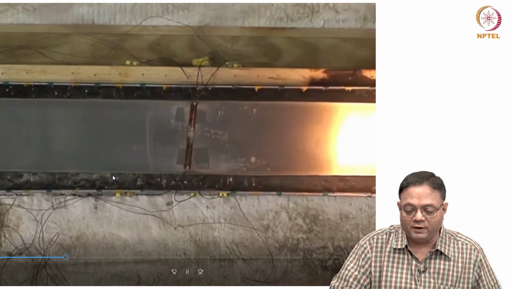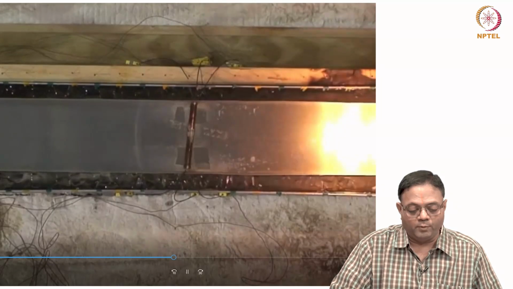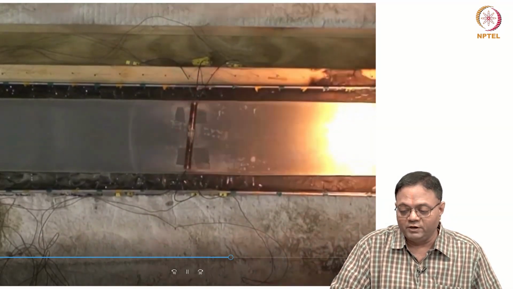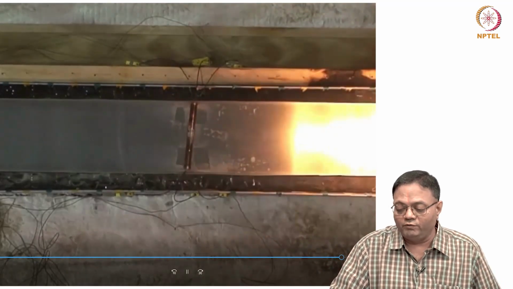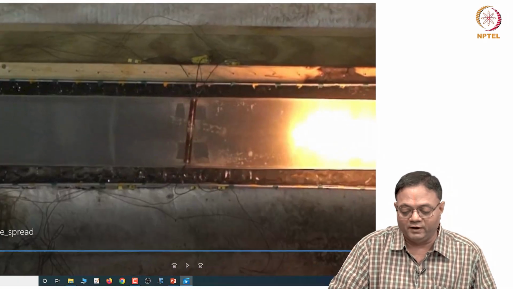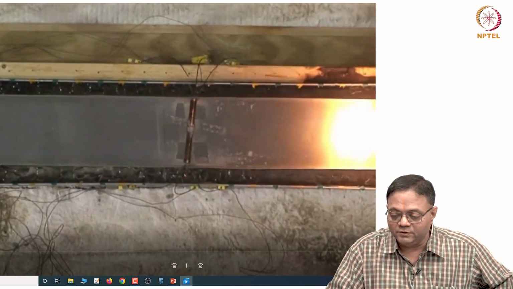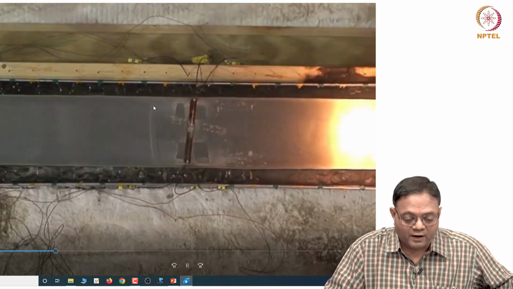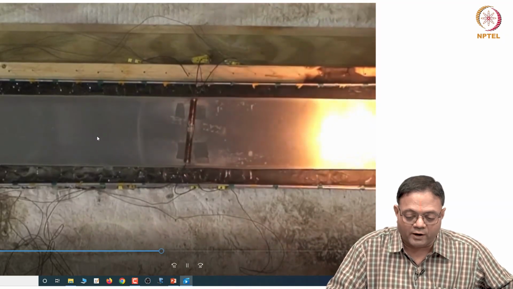This is a dodecane pool of about 1 meter long, and the flame is initiated here. It is natural convection; there is no forced flow. The flame is initiated on the right hand side and spreads towards the left hand side. If you see carefully the features when the flame spreads, there is a surface wave which is propagating.